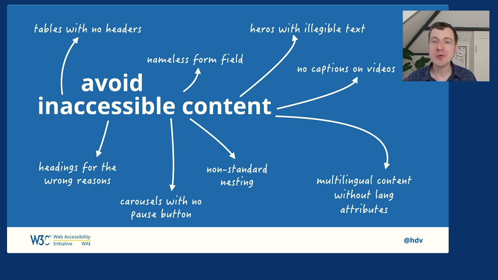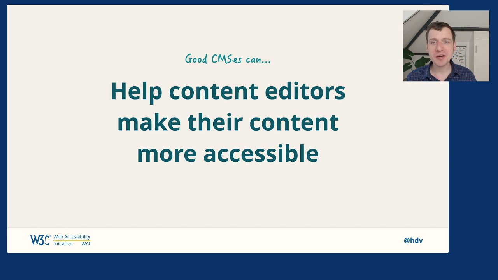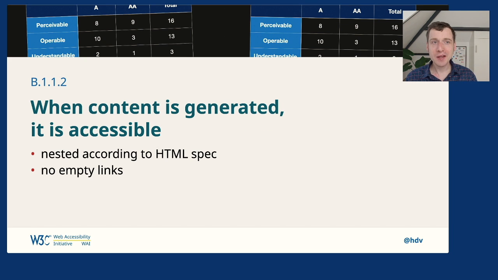We want to help them avoid inaccessible content so that they can ship a website that is accessible and find problems before they ship it, ideally. So a great CMS can really help content managers make their content more accessible. Think about things like when content is created, it is accessible, which is success criterion B112 in the ATAG standard. And that is about things like, you need to make sure that it's nested according to the standard. You want to make sure there's no empty links inside of this content.